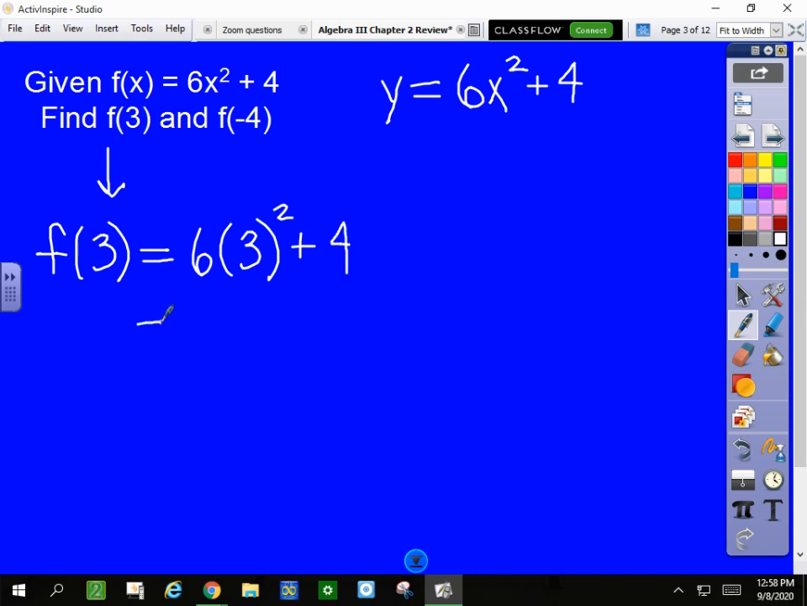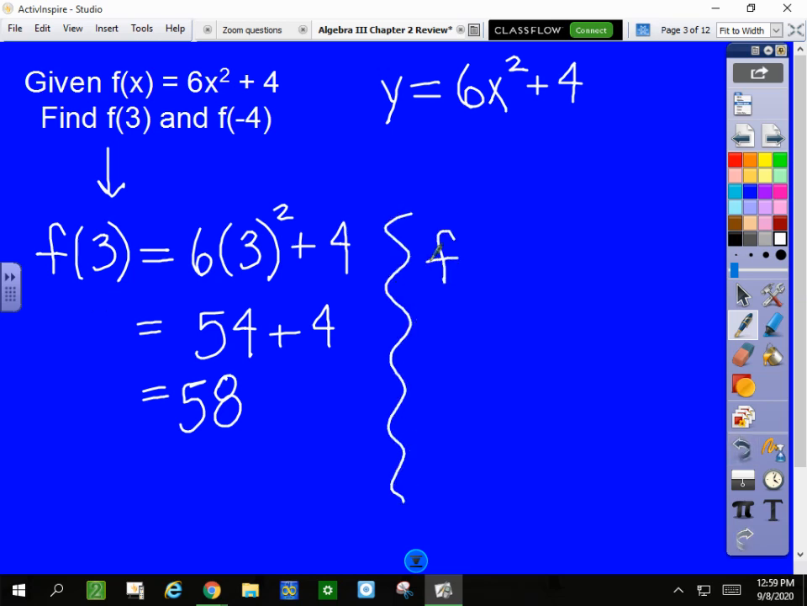You can use a calculator, you can do this in your head. 3 squared is 9 times 6 is 54. So we end up with 58. Again, you don't have to show work like right here, because I know you might be using a calculator there. F of -4 is saying to evaluate f, the function of x. This right here is clearly saying x equals -4. So we're going to plug in -4 everywhere we see an x in the function.